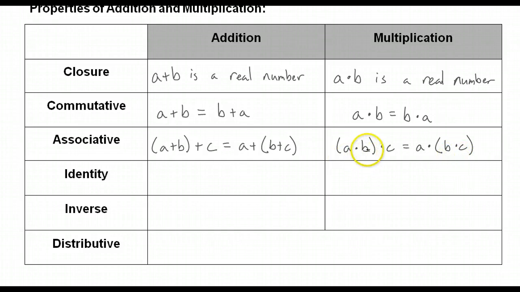The order of operations says on the left side I'm going to take a times b first, get that answer times c, and on the right side I'm going to take b times c and take a times that answer.